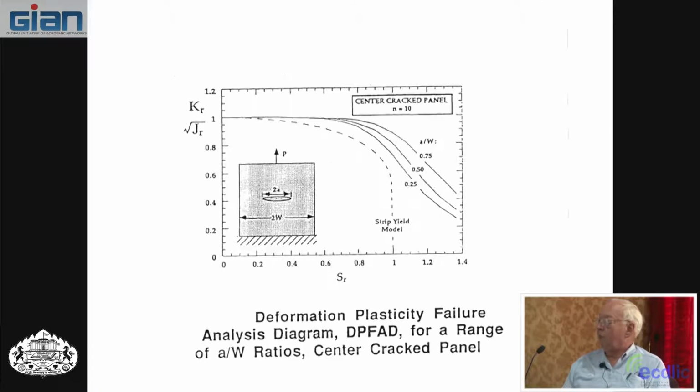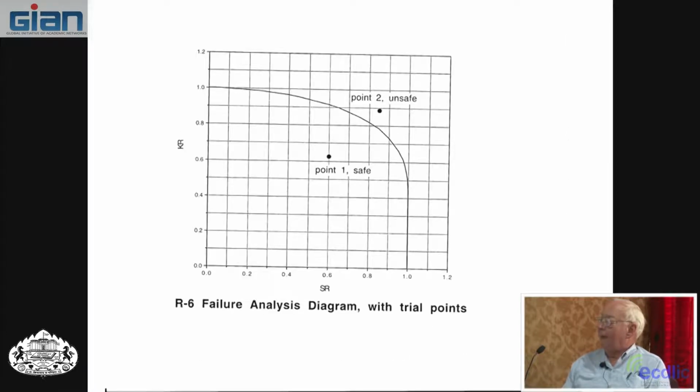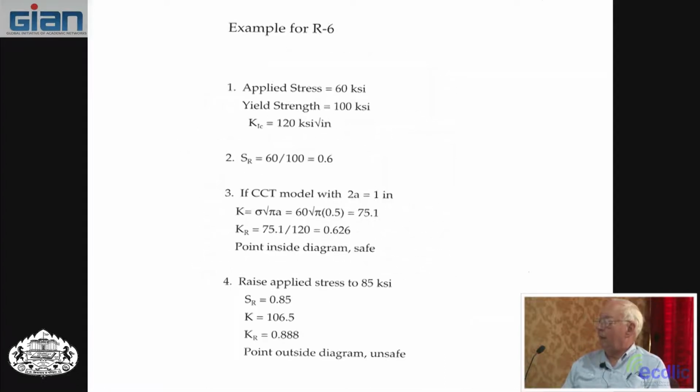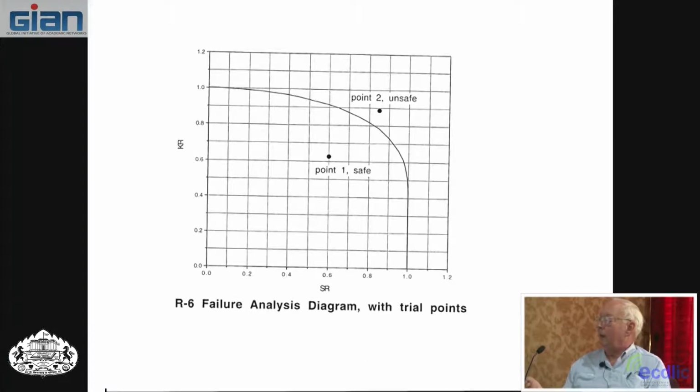So go back to this curve, and 0.85 and 0.888 is about here. It's outside. Notice in this analysis, this is not yielded yet. This is not the K1C yet, but by the R6 analysis, you're outside of the curve, and so that would predict a failure, being outside that curve.